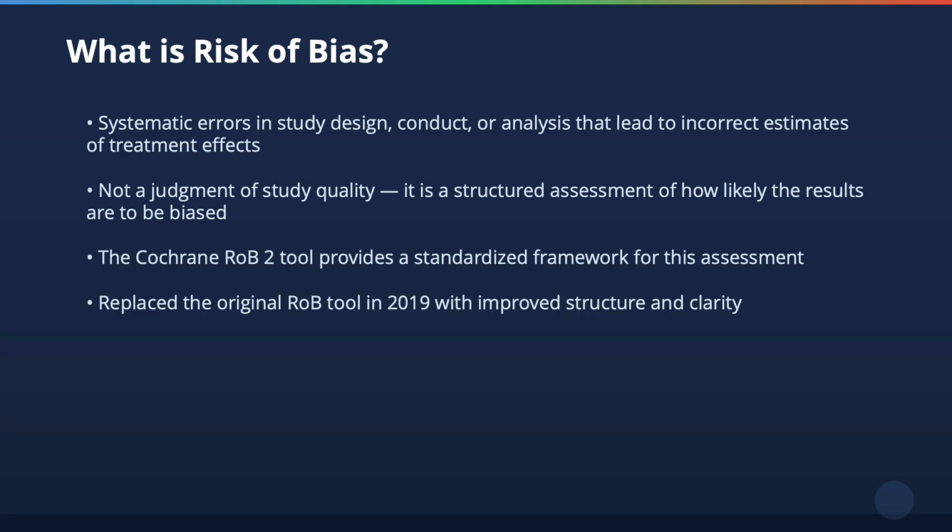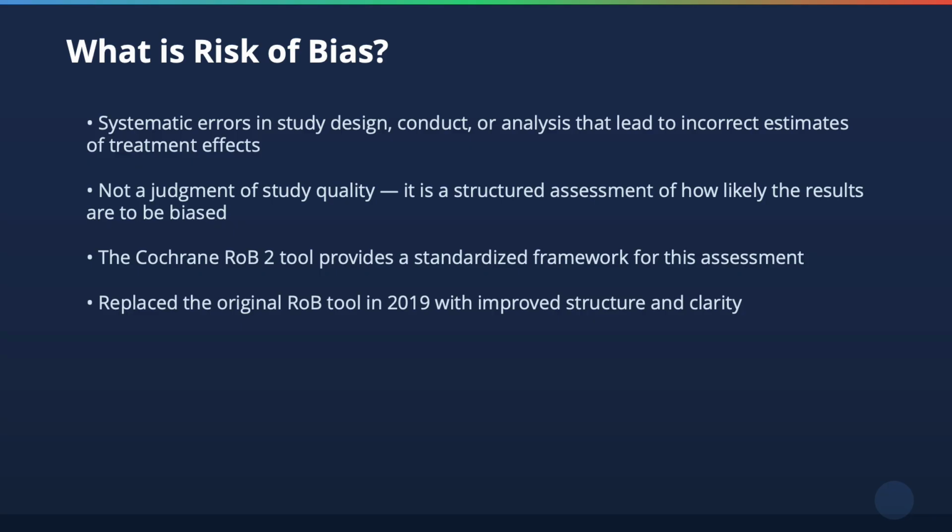Now, here is a very important distinction that many people get wrong. Risk of bias assessment is not the same as judging study quality. Study quality is a vague and subjective concept that has been largely abandoned in modern evidence synthesis. When someone says a study is low quality, what do they actually mean? It could mean 100 different things. Risk of bias, on the other hand, is a structured and focused assessment of specific features of the study that could introduce bias into a particular result.